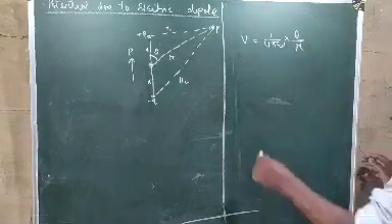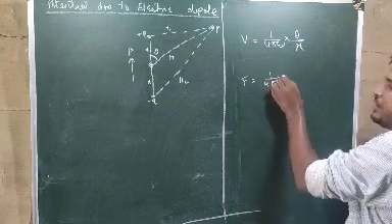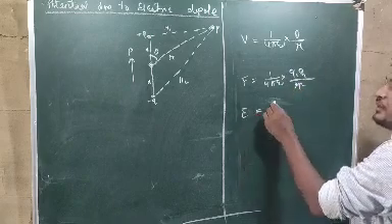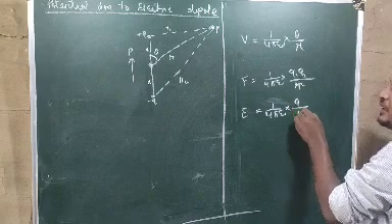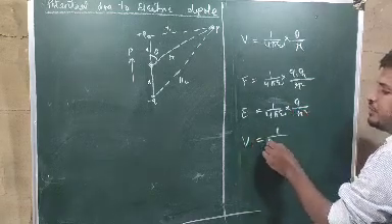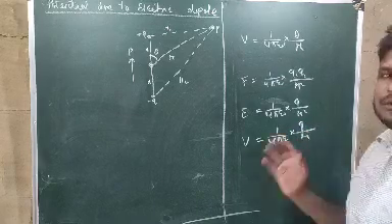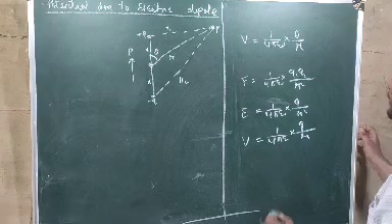Keep it in mind. Force is equal to, as we have studied, 1 by 4 pi epsilon naught multiplied by Q1 Q2 by R square. Electric field intensity we have studied is 1 by 4 pi epsilon naught multiplied by Q by R square. Now potential is 1 by 4 pi epsilon naught multiplied by Q by R. So do remember these formulas because they will always be used everywhere.